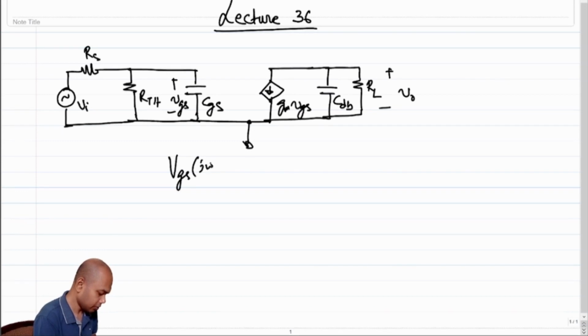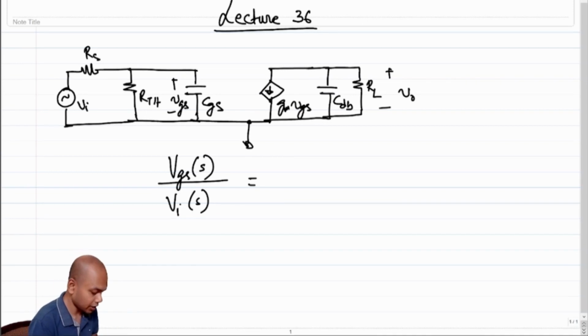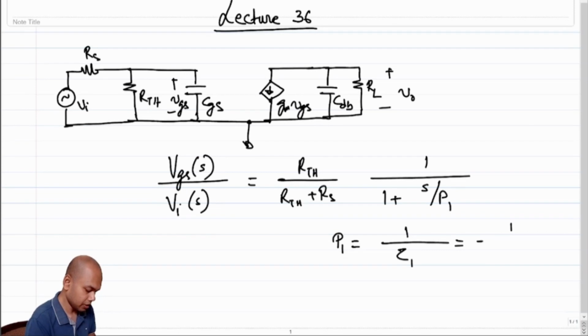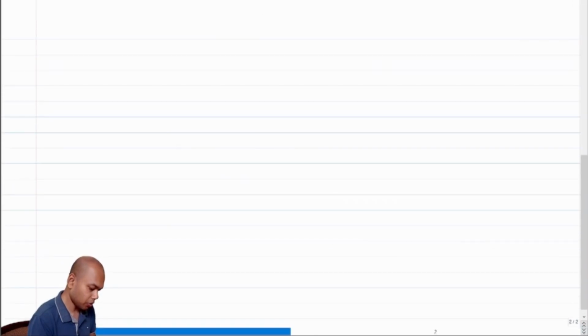We saw that VGS of j omega, or VGS of s in the Laplace domain, can be represented as the transfer function at DC, which was RTH by RTH plus RS, times 1 by 1 plus s by P1, where P1 was 1 over the time constant tau 1 associated with the capacitance C1, which is 1 over CGS times RS parallel RTH, right? Then we saw the Bode approximation of the same.